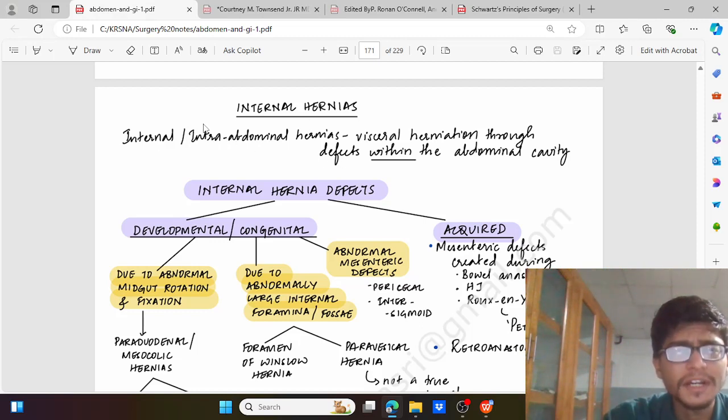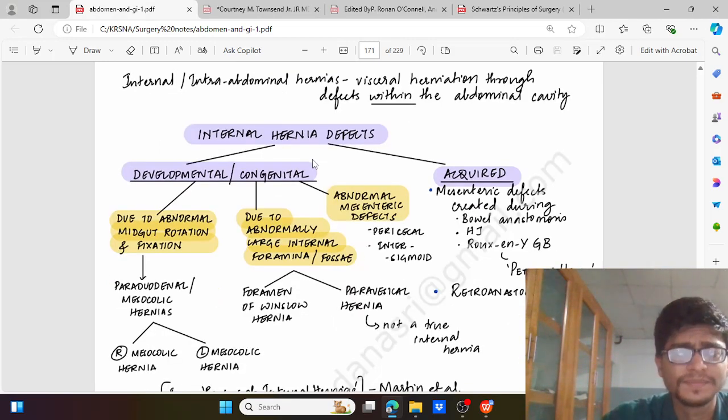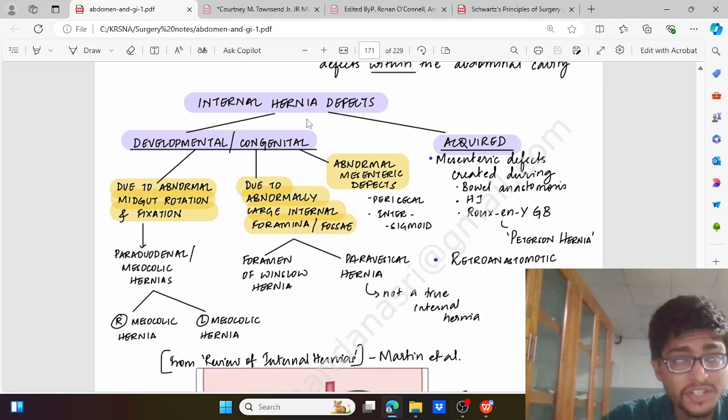So internal hernias are intra-abdominal hernias causing visceral herniation through a defect in the abdominal cavity. There is some defect in the abdominal cavity through which either intestine or part of another organ can herniate and cause ischemia, pain and other troubles, obstruction.